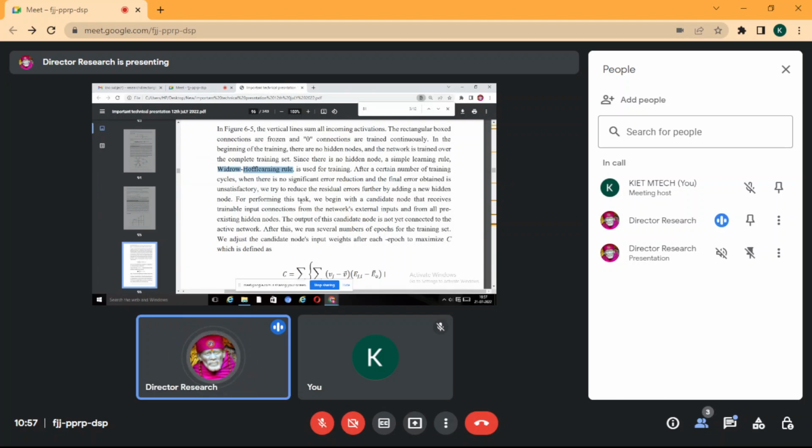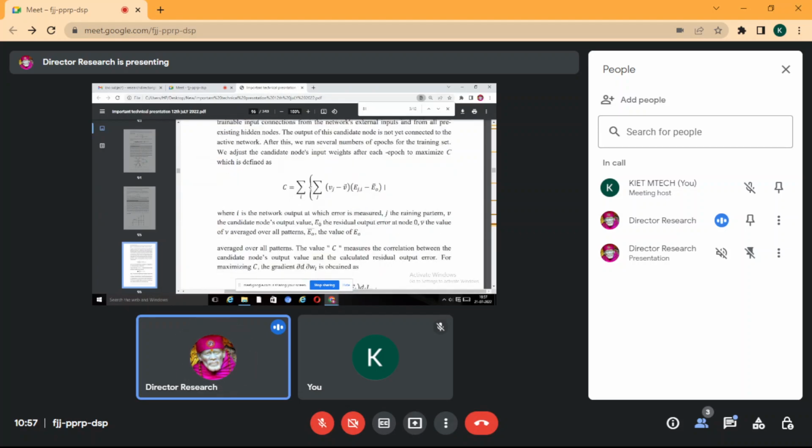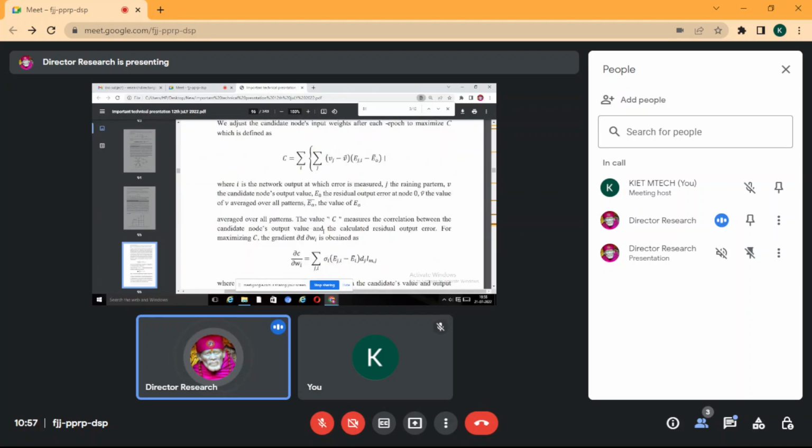After this, we run several training cycles over the training set. We adjust the candidate node's input weights after each pass to maximize the value C, where I is the network output at which error is measured, j is the pattern, and V is the candidate node's output value. E0 is the residual output error measured at node 0. Averaged over all patterns, the value C measures the correlation between the candidate node's output value and the calculated residual output error.